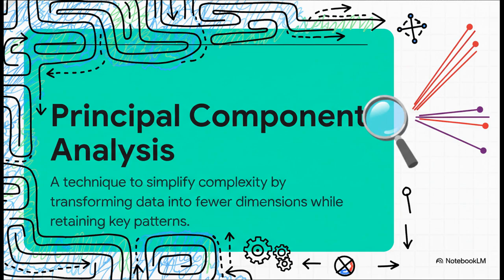So, how do we get a map for this maze? Well, the main tool we use is called Principal Component Analysis, or PCA. It's this really clever technique that reduces all that complexity. PCA intelligently mushes together your many features into just a few new, powerful principal components that hold most of the important information. It basically gives you a simplified map to navigate the maze.